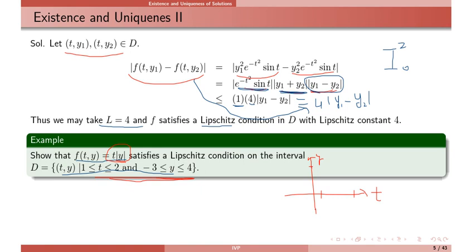So what will be the domain? Common points. So this will be like this, going up to 4 and here down to minus 3. So this is minus 3, this is 4. So this is a rectangular region.